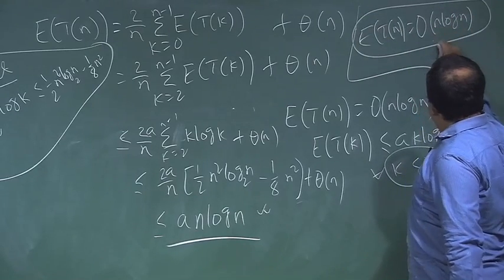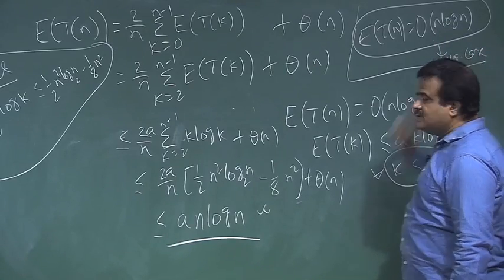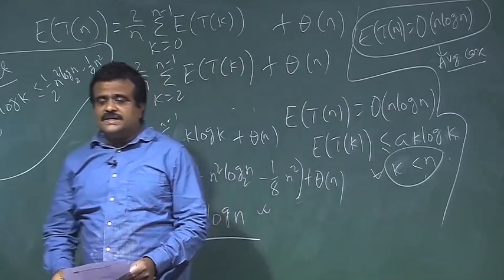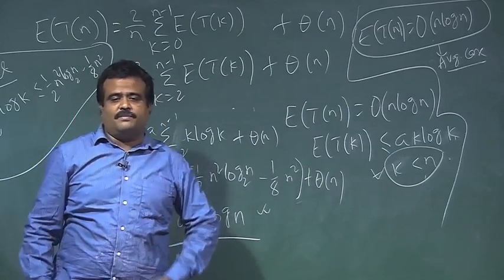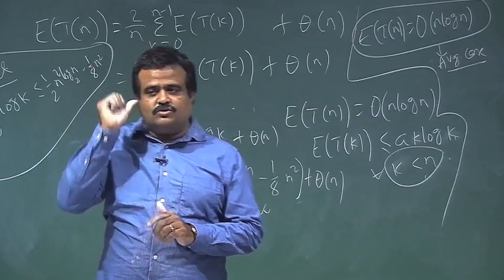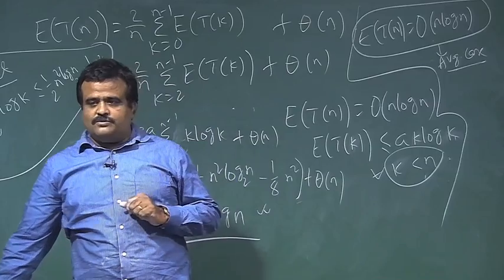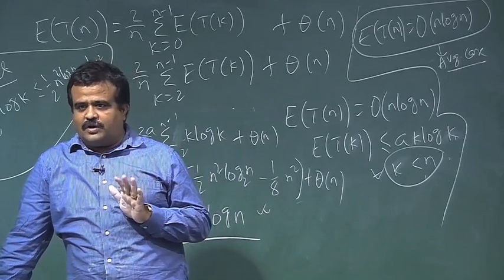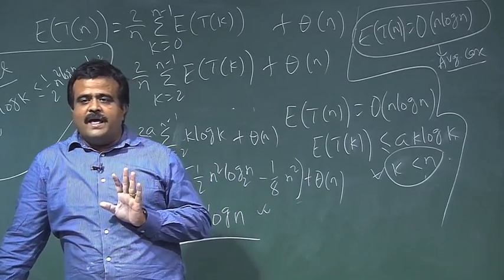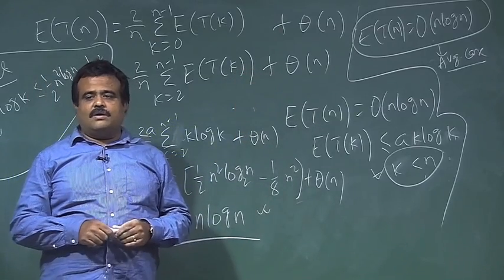But this is expected runtime, what is called average case analysis. The worst case runtime is always order of n square, because in the worst case the pivot will always be the minimum or maximum. So, worst case runtime is always order of n square, whether it is randomized or normal. But if it is the randomized version, then expected runtime is order of n log n.